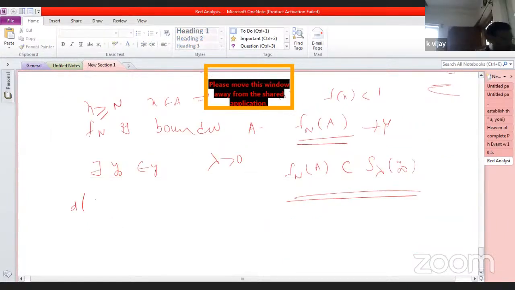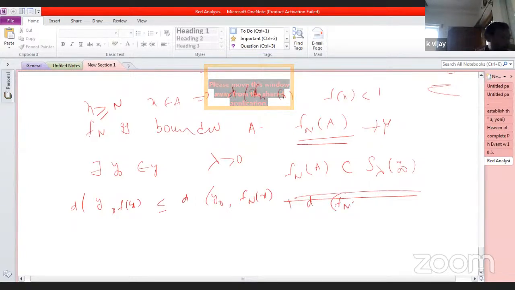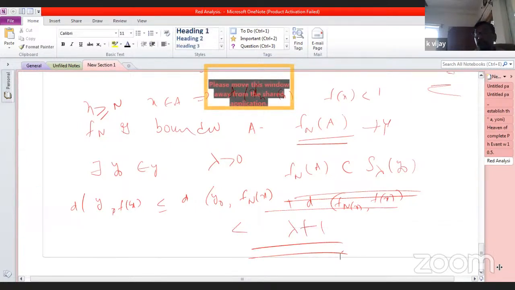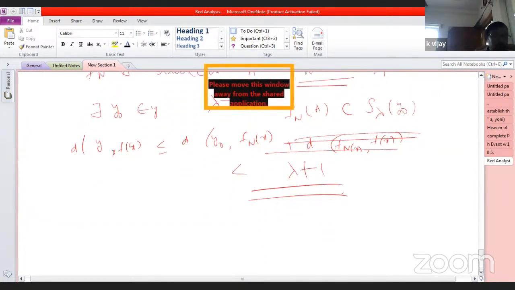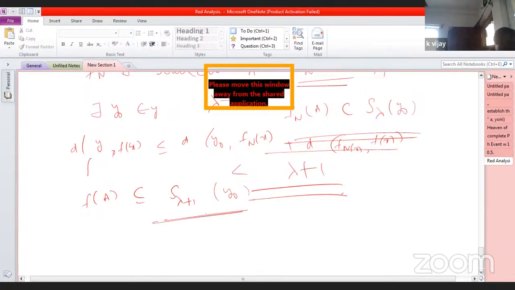So therefore d of y naught of f of x is less than d of y naught f of n of x plus d of f of n of x comma f of x, we are taking here. So therefore these conditions we can write as less than lambda plus 1. So that f of a is a subset of s lambda plus 1 y naught. So therefore this is bounded for a. This is bounded for a.